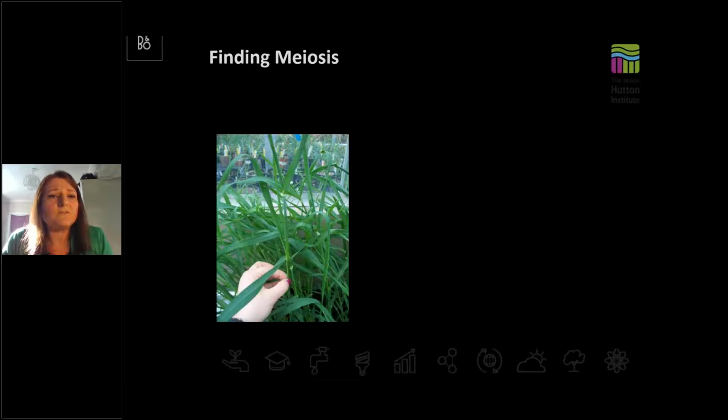So where do you find meiosis in barley? Meiosis in barley is here. This is where my fingers are. So I appreciate the nail polish here.